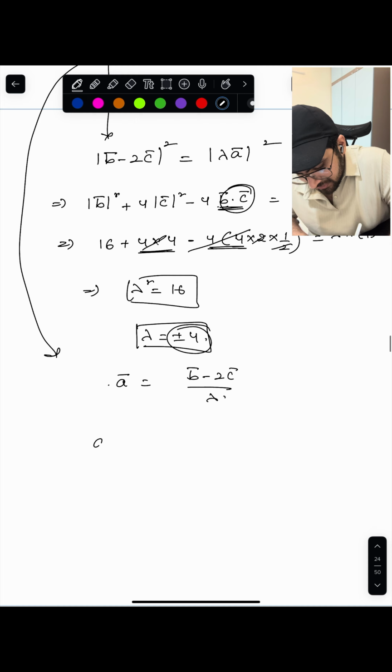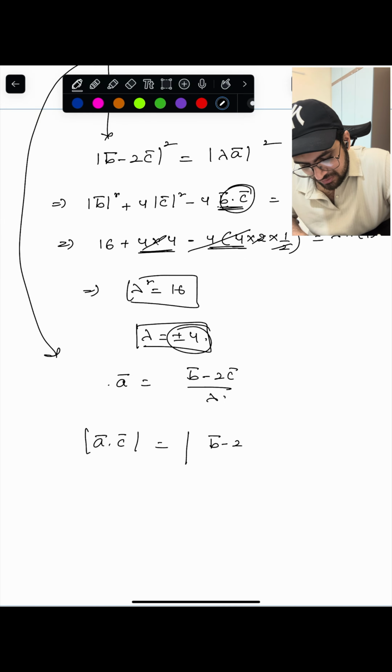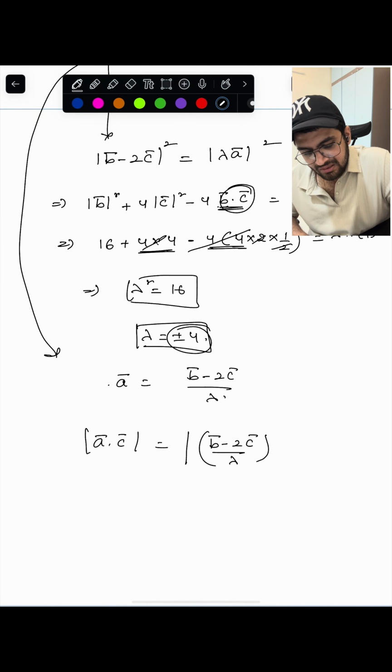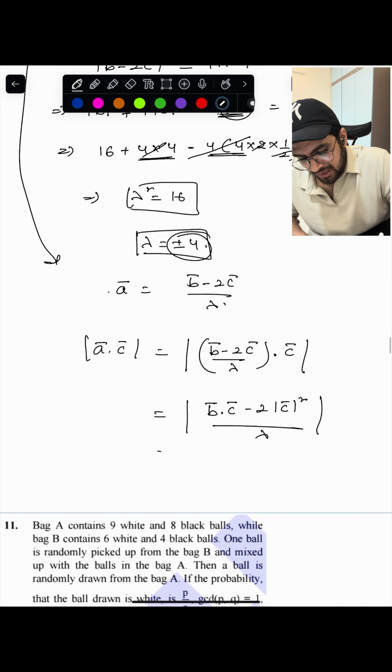So magnitude of A bar dot C bar we needed. A bar means B bar minus 2C bar by lambda, we can write dot C bar. Continuing, you will be getting expanded: B bar dot C bar minus 2 C bar dot C bar, means mod C bar square, whole by lambda, right? So B bar dot C bar.